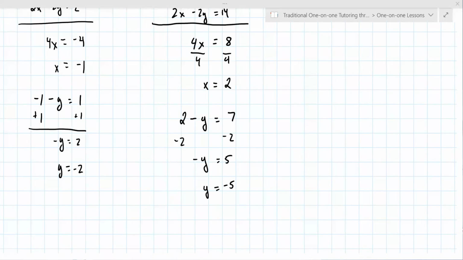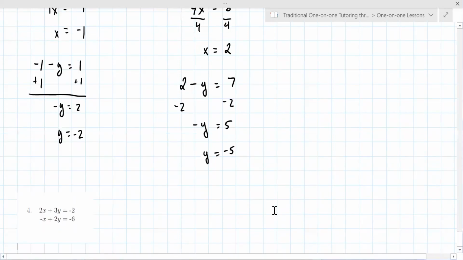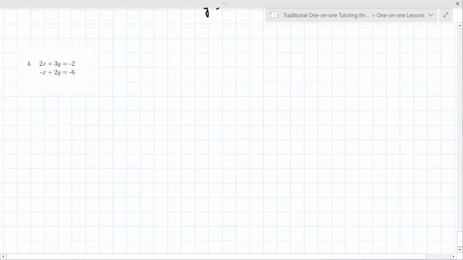Let me have you try one of these on your own here. See if you can answer this one on your own. If you need a hint what to multiply one equation by the other, I can do that, but go ahead and give that a shot, please.